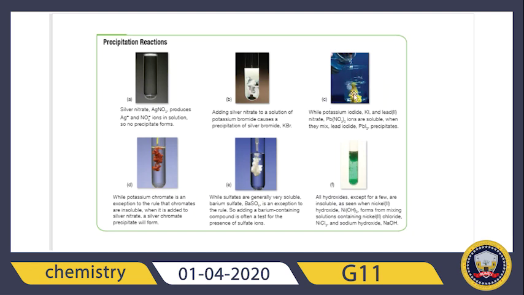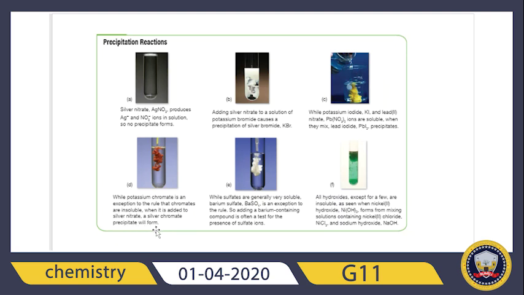In C we have the same, guys. We have potassium iodide and lead nitrate. Both of them are soluble, but when they are mixed together, a compound called lead iodide will form, and it will form a precipitate and fall out of the solution. In D we have potassium chromate. Potassium chromate is an exception because most chromates are insoluble, but potassium chromate is soluble. But when the soluble potassium chromate is added to silver nitrate, which is also soluble, silver chromate precipitate will form.